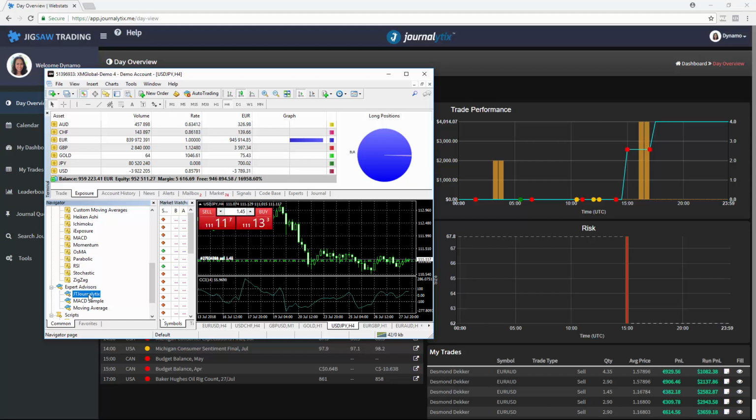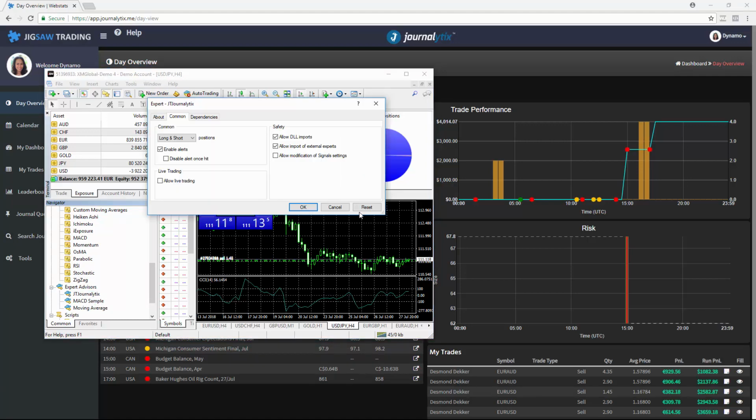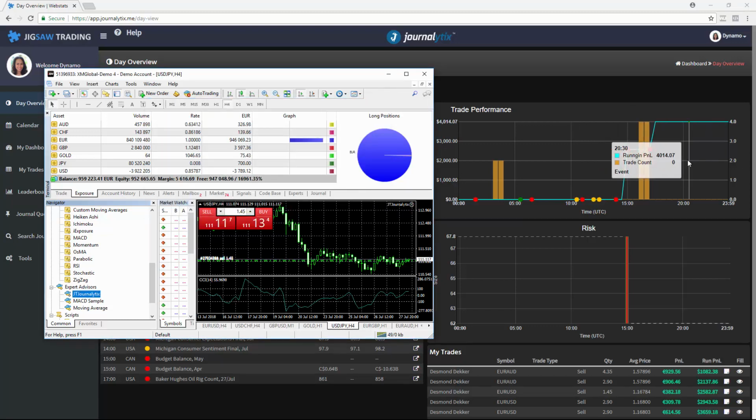The first step is to attach the expert advisor to one of your charts. Now make sure that DLL Imports are enabled, otherwise it won't be able to talk to the trading application. Now any chart will do, and you only need to attach this to one of your charts. You do this once and then you leave it there.